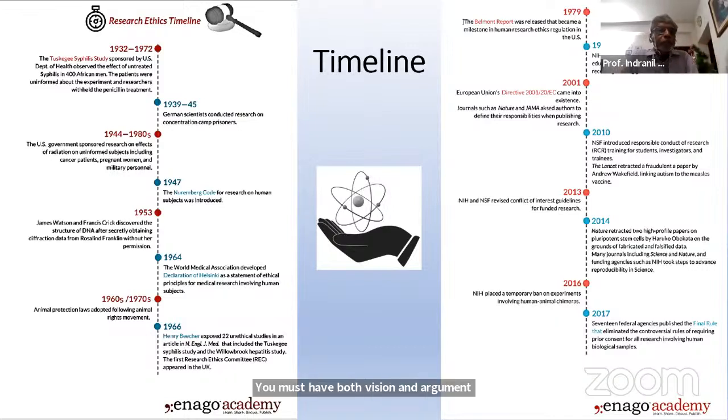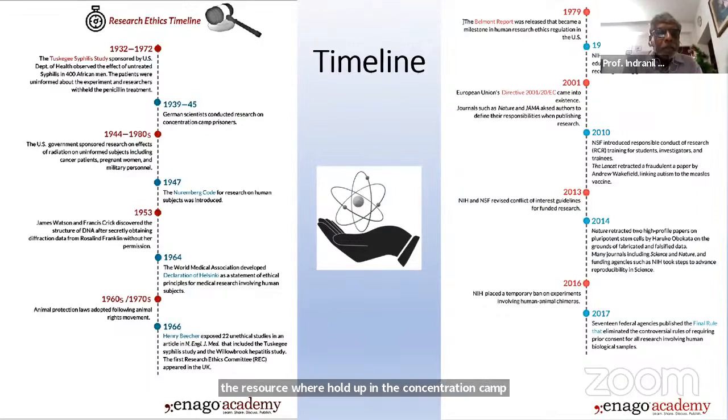So you can see that there have been studies from 1932, and many of these studies have been from the health domain, because in those days medical ethics is still very, very important, but in those days it was probably even more important. And you can see some very unfortunate things here, like in 1939 to 45, German scientists conducting research on prisoners who were holed up in concentration camps.